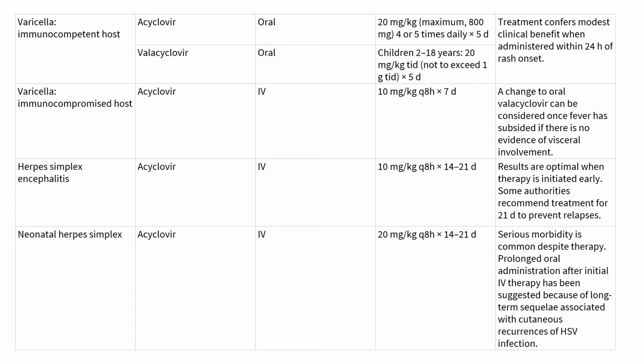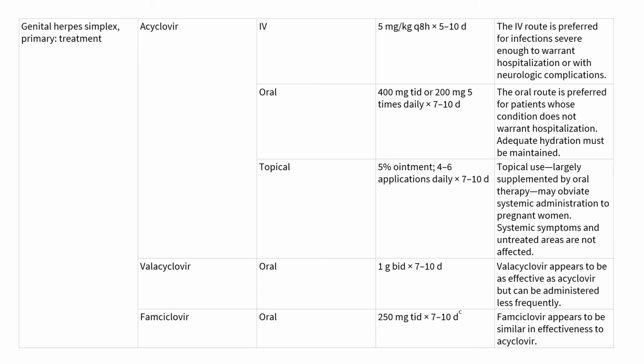So, what about genital herpes simplex? Genital herpes simplex might be primary or recurrent. I removed the section for recurrent. Let's focus on the primary genital herpes simplex. We may use acyclovir intravenous, which is the preferred route for severe infections that need hospitalization, or orally, 400 milligrams 3 times per day for 7 to 10 days, which is preferred for those patients who don't need hospitalization, plus adequate hydration.